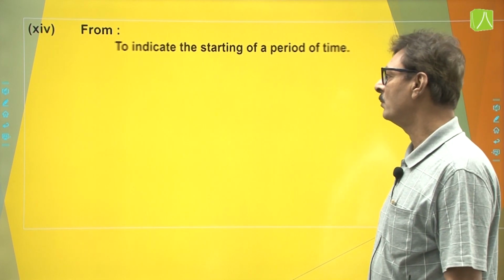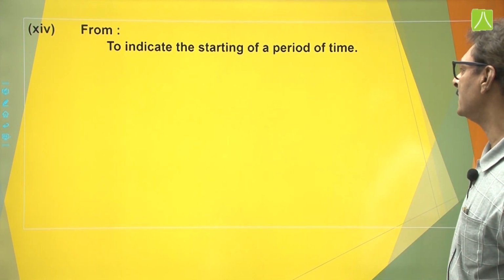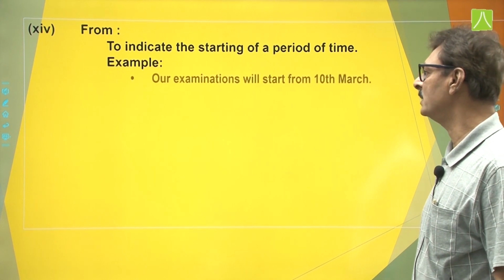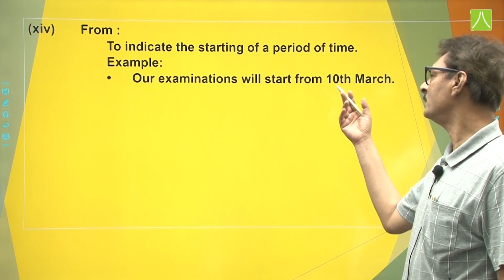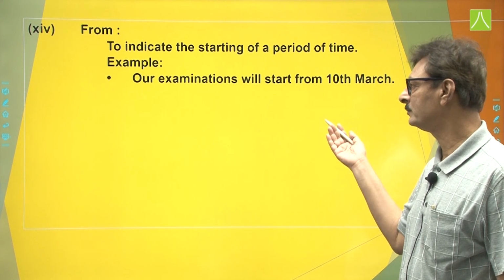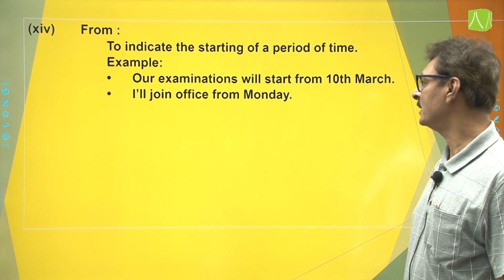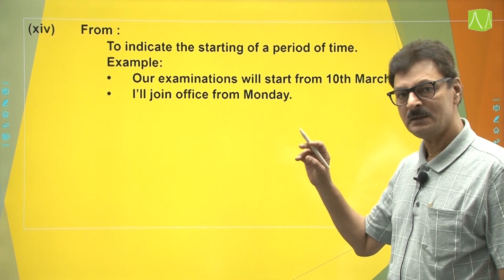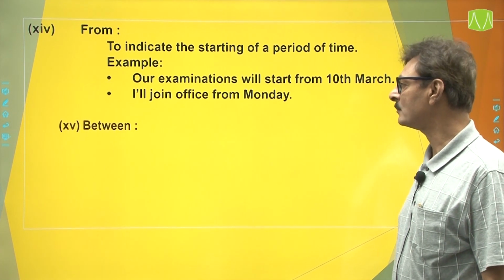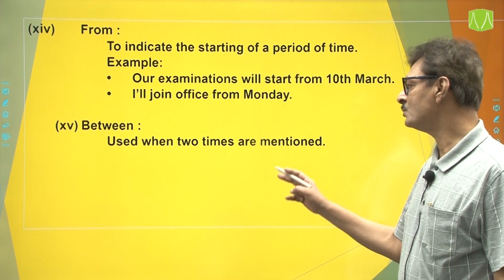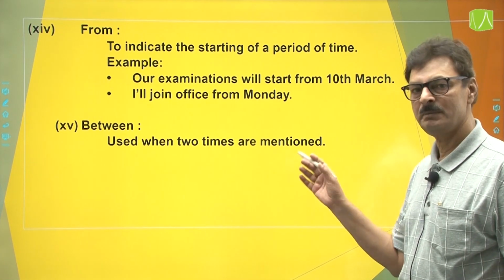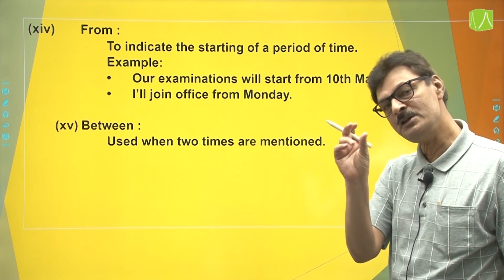Use of from. From is used to indicate the starting of a period of time. For example, our examination will start from 10th of March. आपके लिए नहीं है ये. Yes, I'll join office from Monday. तो when the things will start, we use from. Between. Use when two times are mentioned. Between हमेशा time के लिए. Between is always used for two.